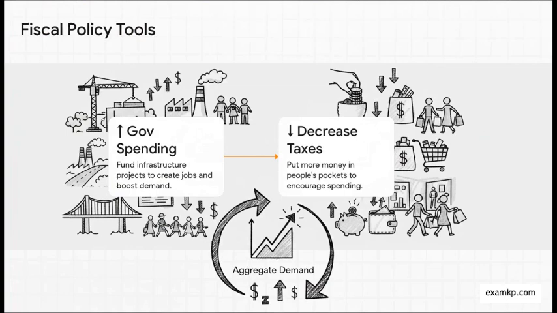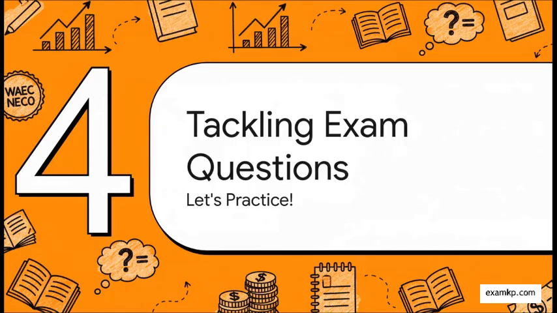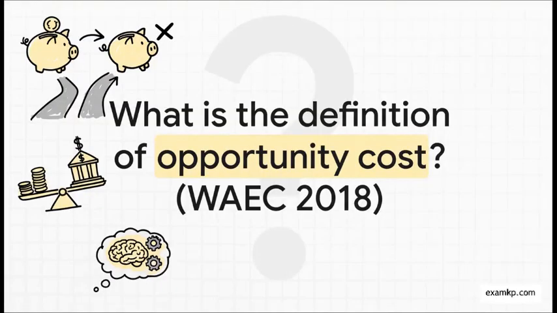This is where you prove to the examiners that you are a master of Keynesian economics. So let's jump in and tackle some real past questions from WAEC, JAM, and NECO that test these exact concepts. Okay, first up, let's look at this WAEC question from 2018. It's about a fundamental concept, opportunity cost.